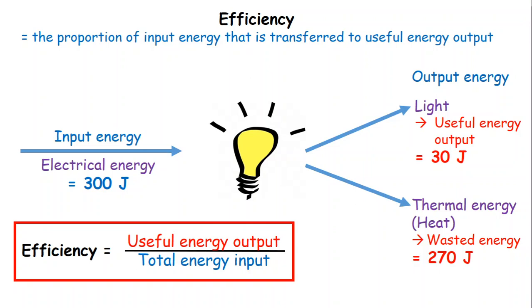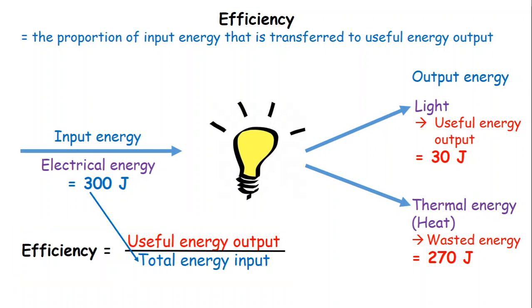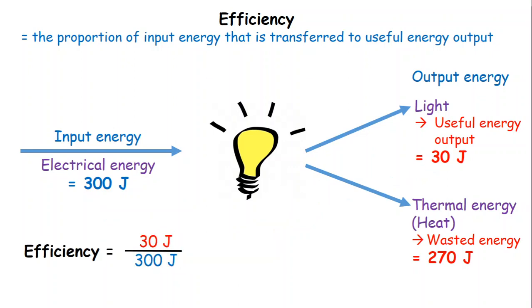Now we just have to choose the correct numbers and plug them into our equation. The total energy input is 300 joules and the useful energy output is 30 joules. So we get 30 joules divided by 300 joules. And this gives us an efficiency of 0.1.